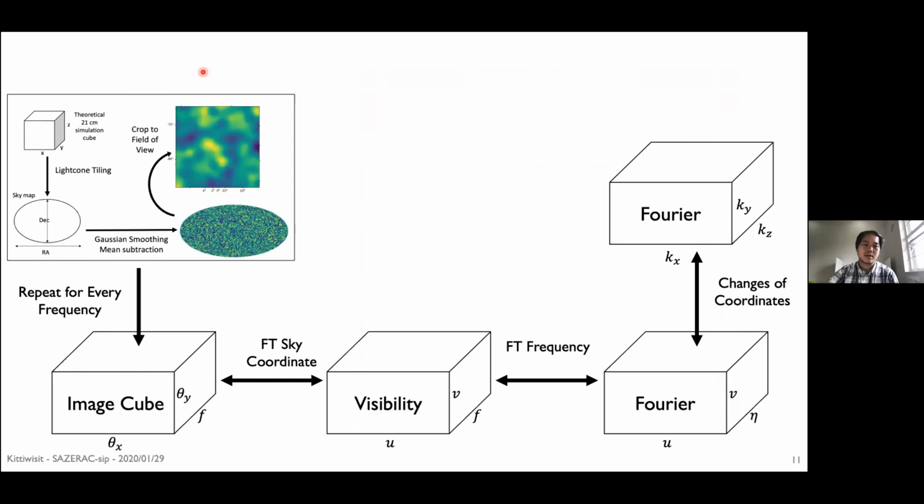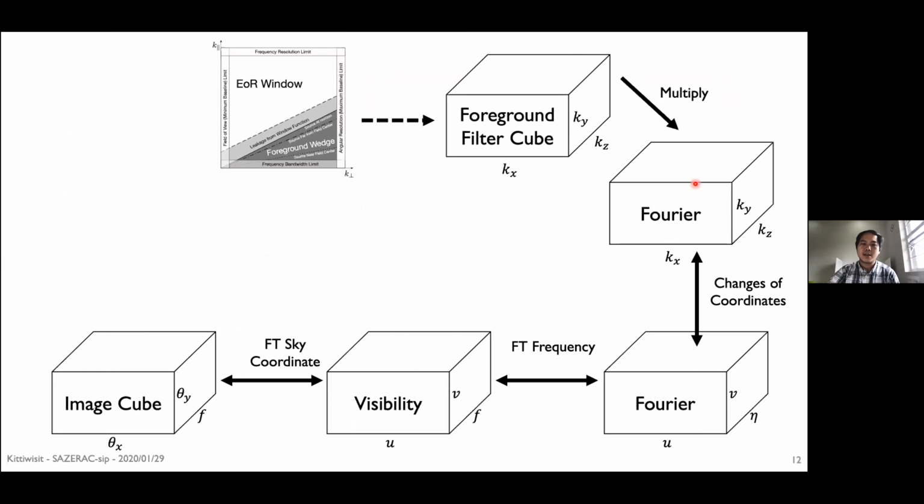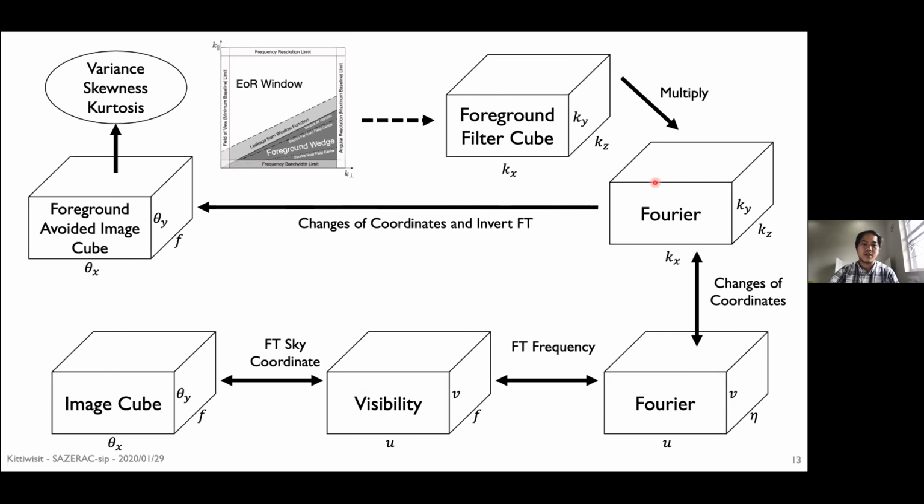So what we did was we take the output from our previous pipeline, which takes a 21 centimeter simulation cube and does some gridding to form a full sky model and smoothing. And you get this map that we make a measurement. So with this map, you can stack it into an image cube and FT into k-space. And then since we know exactly where the foreground wedge is in k-space, we can form a foreground filter or a wedge-cut filter cube, multiply it with the Fourier data cube, FT back, and you get a foreground wedge-cut image that you can make a measurement.